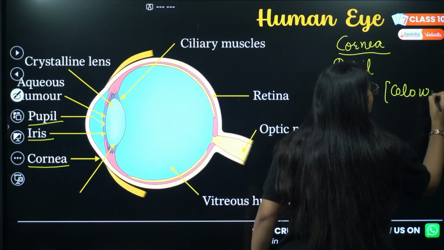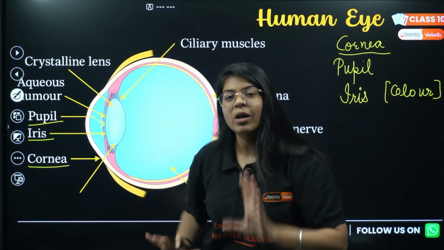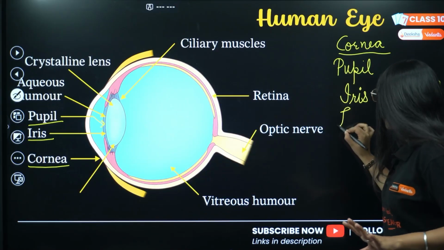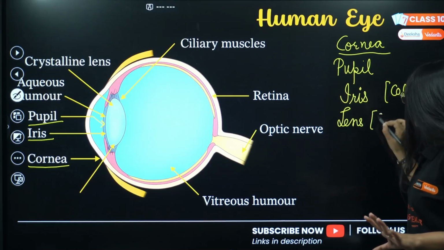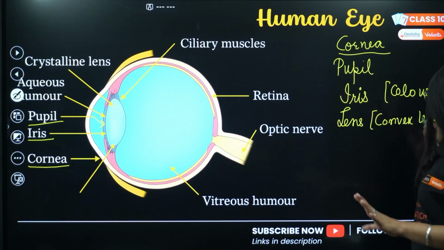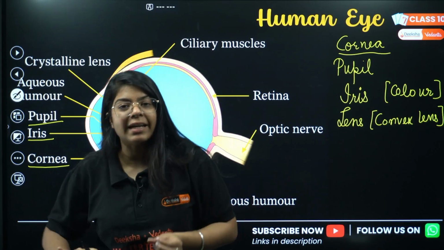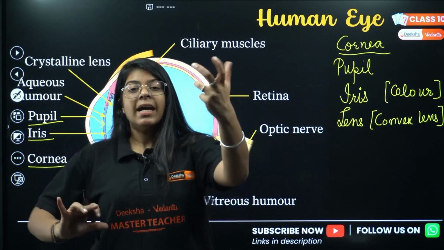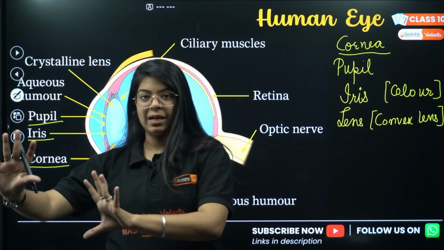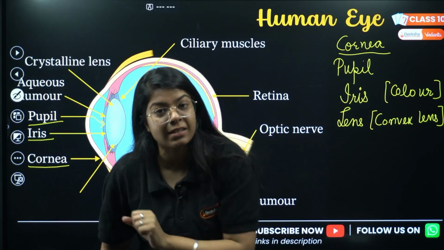Correct? That is the iris. Moving on to the next, we have the crystalline lens. I'll come to aqueous humor, just give me a minute. The lens we have in our human eye is a convex lens. Understood? It is a convex lens. It refracts and converges the light rays onto a screen, which enables us to see. I'll come to it. So the convex lens is understood, and it is crystalline in nature.